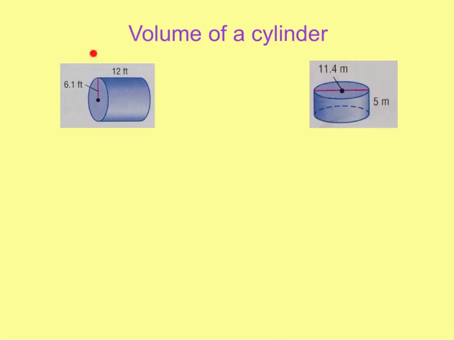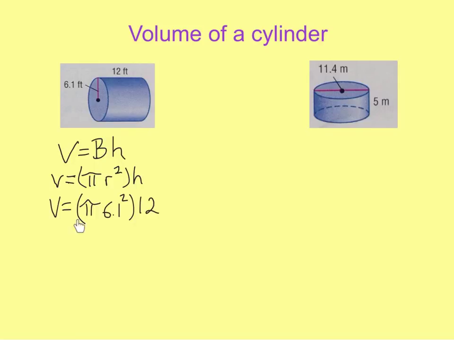So let's take a look at how we would find the volume of this cylinder right here. We're going to start with our formula. Once we've written down our formula, now we can start plugging in our numbers. So we know pi is 3.14. Here I have my radius, and it's going to be 6.1, which I'm going to square. And then the height for this is going to be 12. So let's plug those numbers in.